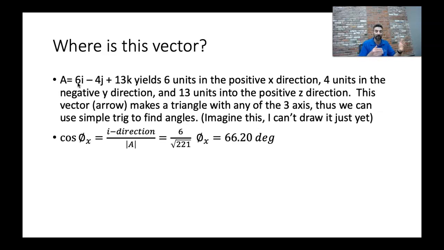So I'm just literally doing a cosine. Cosine is opposite over adjacent. Now I'm a liar. Cosine is adjacent over hypotenuse. It's been some summer. The adjacent side is my i in the x direction. The hypotenuse is now the magnitude of that vector. And I'm at 66.2 degrees with respect to the x-axis. That's all I would need to do.